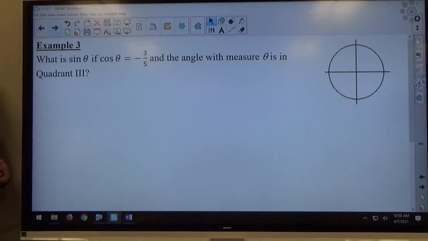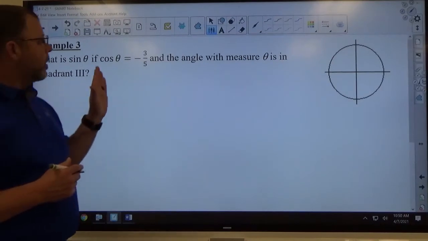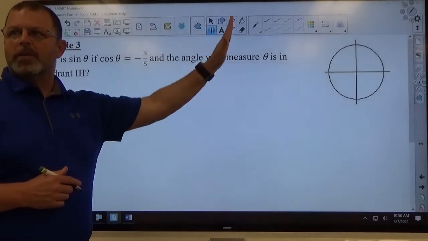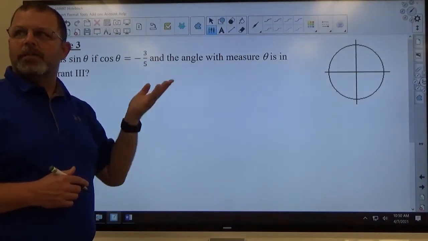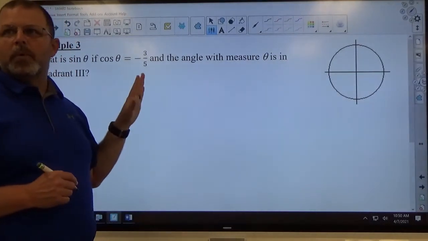Now, in a situation where the angle isn't 30, 60, or 45, they're going to be presenting you like this. All right? They're going to tell you that sine or cosine equals something, and ask for the other one. One thing I will mention on this scenario is this: cosine is the horizontal dimension, sine is the vertical dimension. We have to know what quadrant we're in. All right? It's very important we know the quadrant.